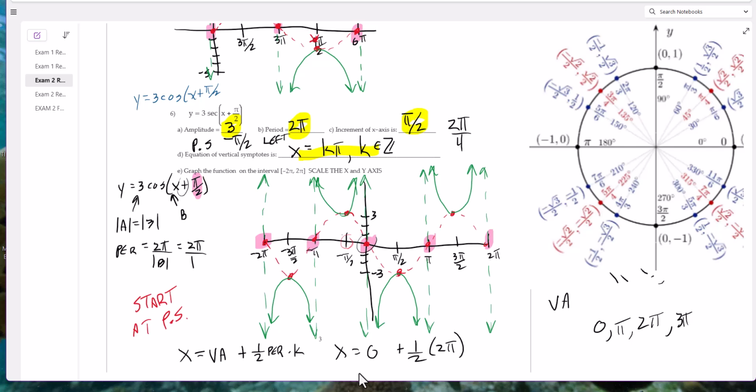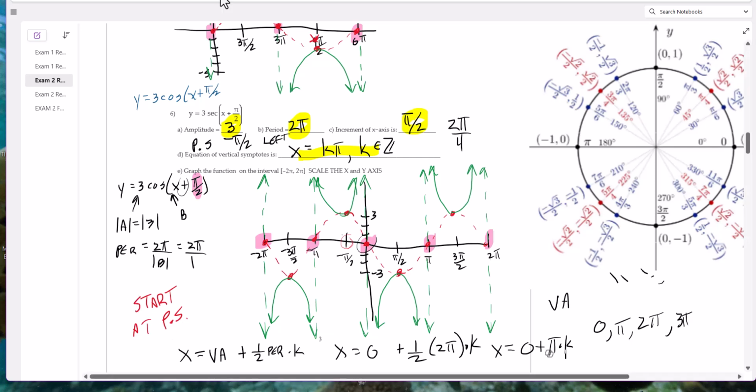So you could also write this as, and that would have to be times k. So you would actually just get the same thing. You would just get x equals k pi, where k is an integer. So you can use that formula if you want to. On a secant and cosecant, x equals, pick a vertical asymptote, plus half the period times k. Okay, and that's how that gets put together then.